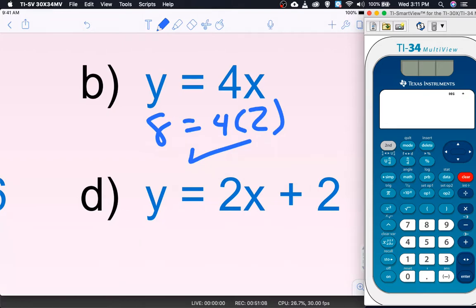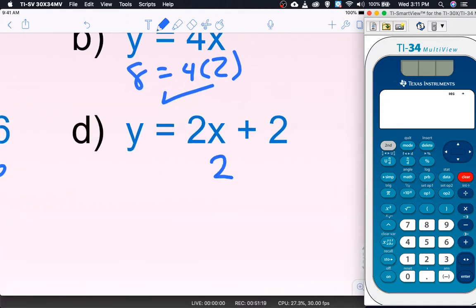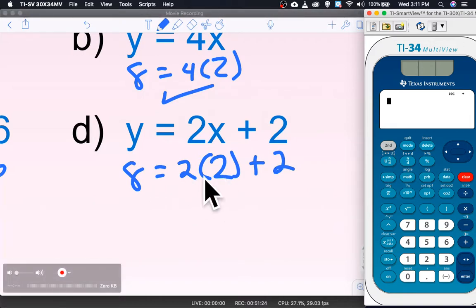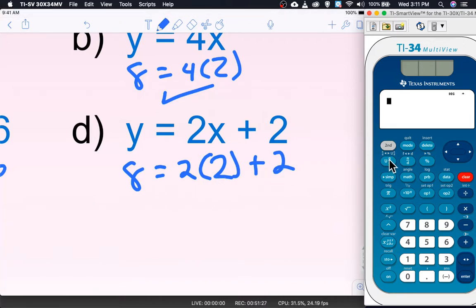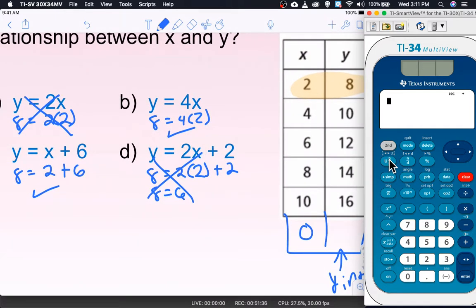But it could also work on more than one equation. Check this out. 2 for x, 8 for y. It works out here too. That works. 2 for x, 8 for y. 2 times 2 is 4. 4 plus 2 is 6. 8 equals 6? Nah. So we've narrowed it down to either B or C with just plugging in one point. Now, do you know how we figure out which of these two is the right one? Oh, we plug in another point. Only one of these equations will work with every single point.